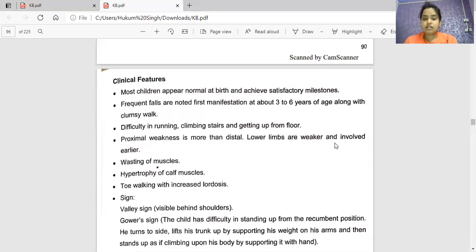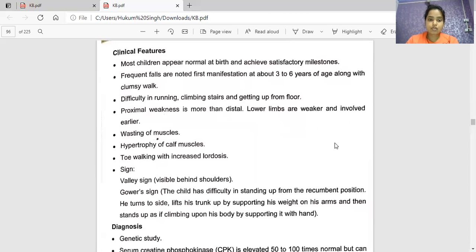Lordosis increases, and the signs are valley sign and Grover sign. So valley sign is visible behind shoulders, and Grover sign is very important. Many examinations arise many more questions from there. What is Grover sign and in which disease is Grover sign found? So it is important. Please take a note.